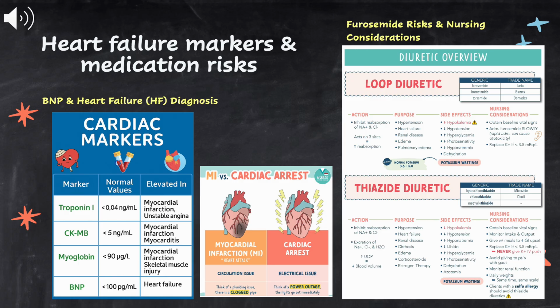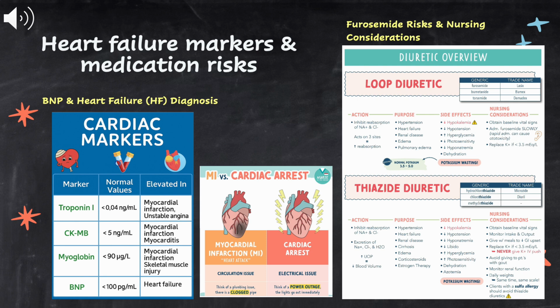BNP also helps differentiate cardiac causes of dyspnea from non-cardiac causes, such as pulmonary conditions. In addition, trending BNP levels over time can help evaluate response to treatment, as decreasing levels often reflect improving ventricular function and reduced volume overload.